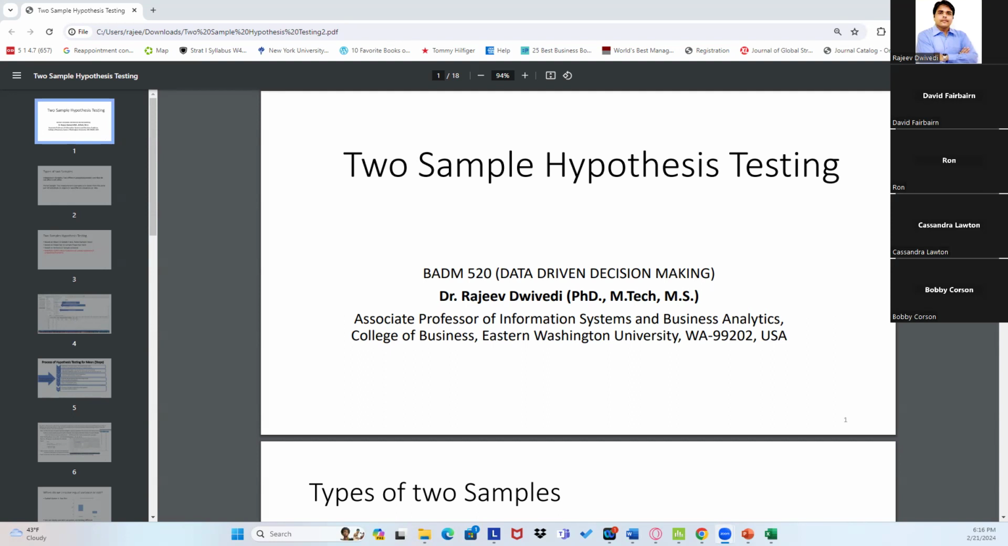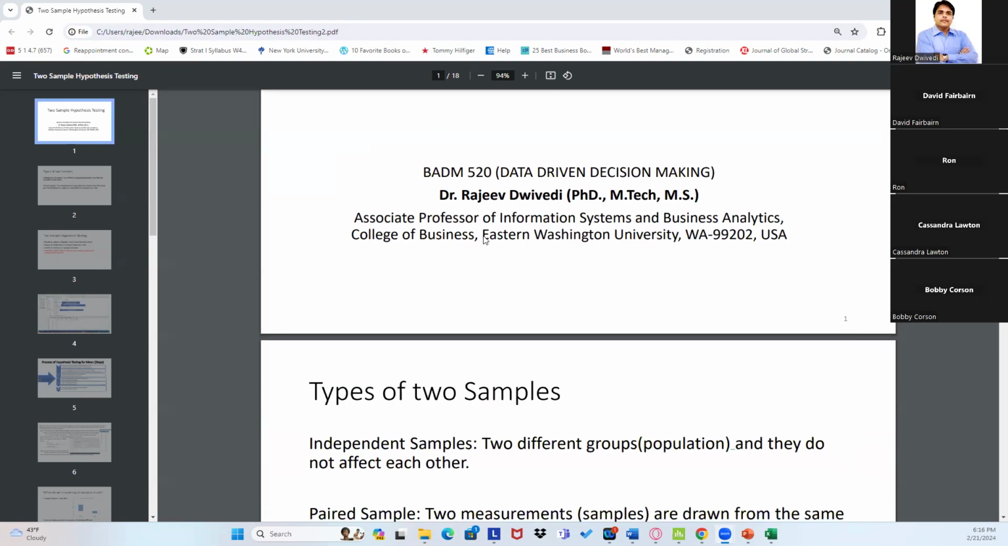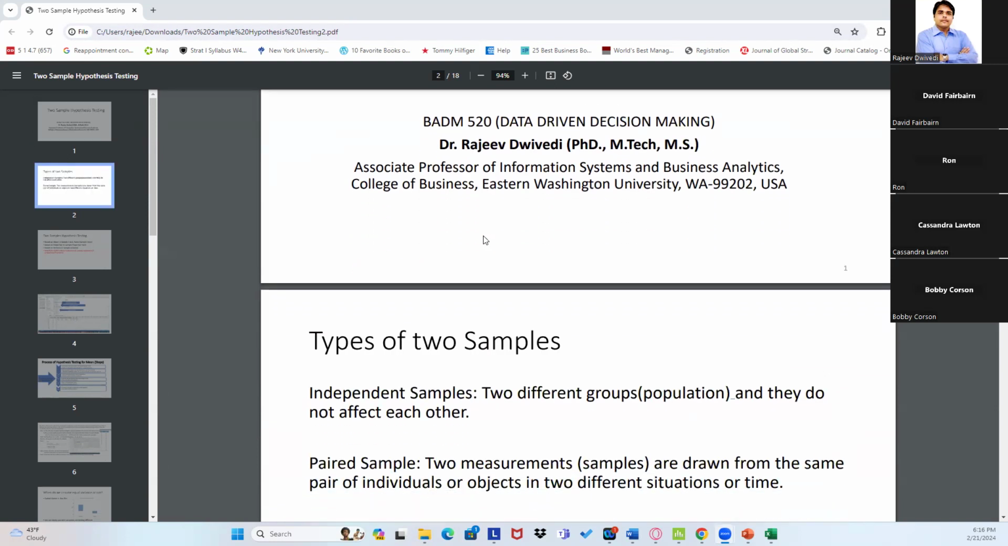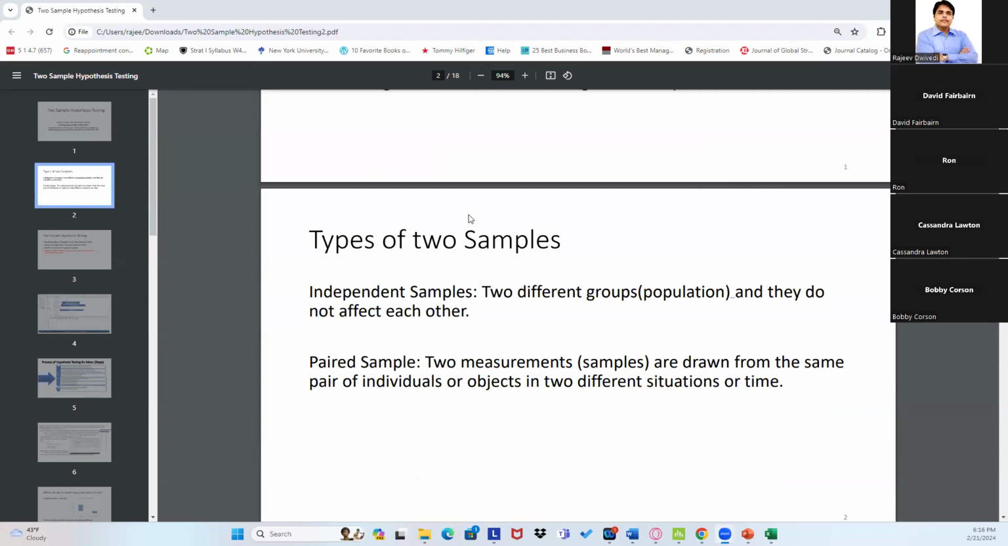So, good evening to all of you. We are going to talk about two sample hypothesis testing. Before starting this, we must understand the data before making any decision or trying any test. We need to understand the nature of the data. In this, we have two samples.